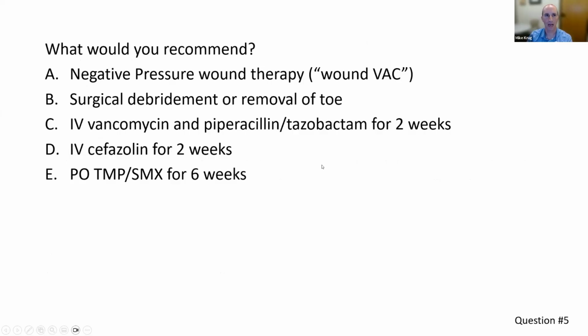What would you recommend? A, a wound vac, aka negative pressure wound therapy. B, surgical debridement or removal of the toe. C, IV vancomycin and piperacillin-tazobactam for 2 weeks. D, IV cefazolin for 2 weeks. E, oral Bactrim or TMP-SMX for 6 weeks.